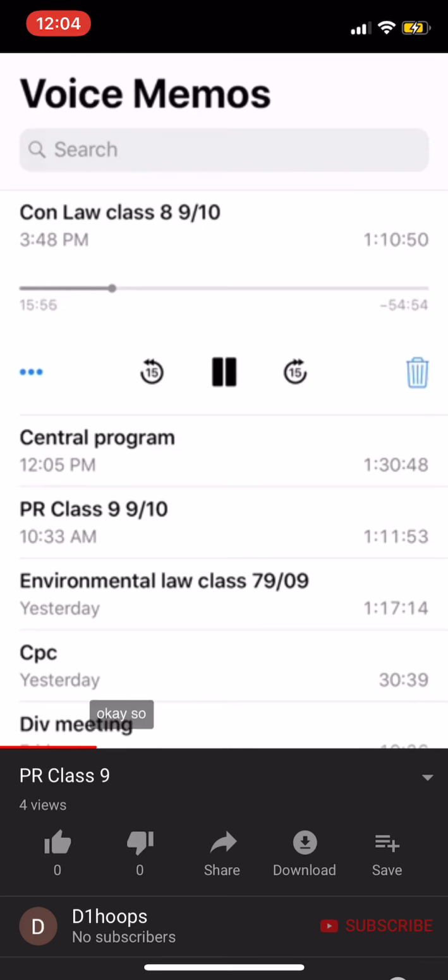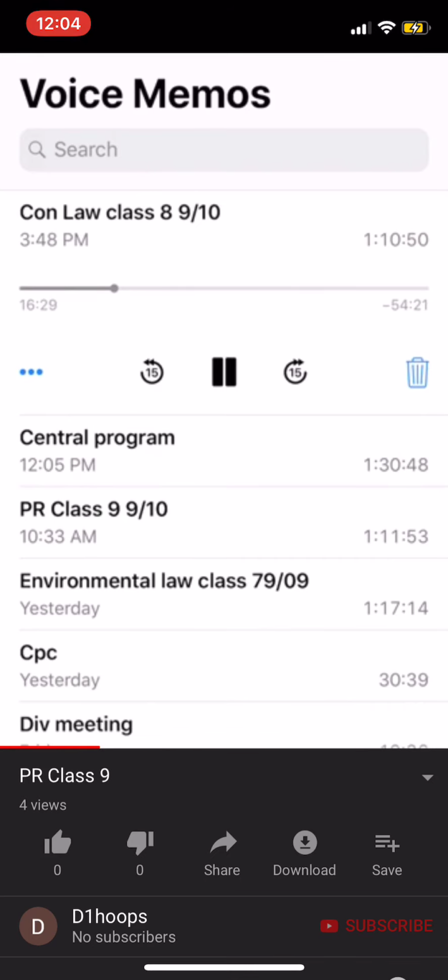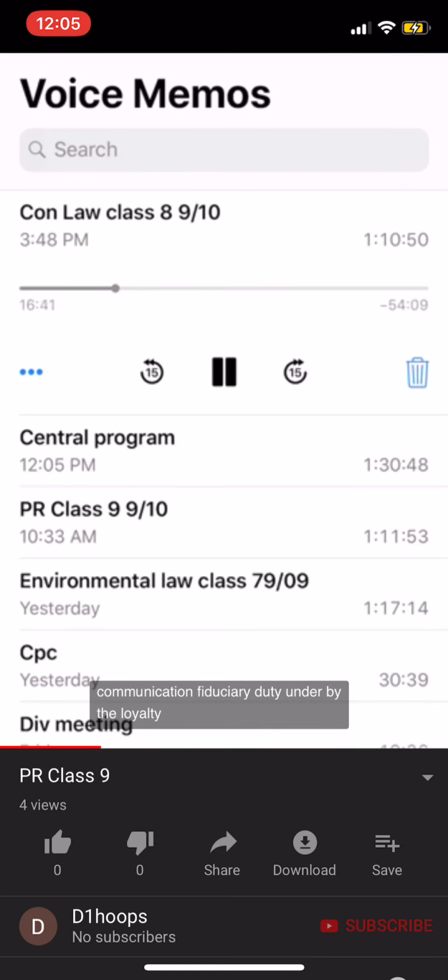Okay, so now we have sort of what brought us here today, and that is this little hypo that we're going to start. It's on page 269, the injured passengers. So I'm going to give out the facts, basically. I want the central students to follow along, and then we're going to analyze this claim. It's just going to keep getting worse and worse as we go through. So keep in mind all these things. Competence, diligence, candor, communication, fiduciary duty, undivided loyalty, keeping confidences. All those things are what's going on in the lawyer's head on all matters.